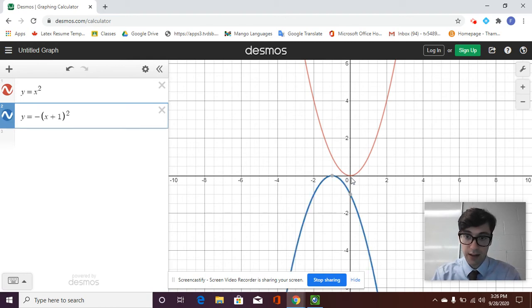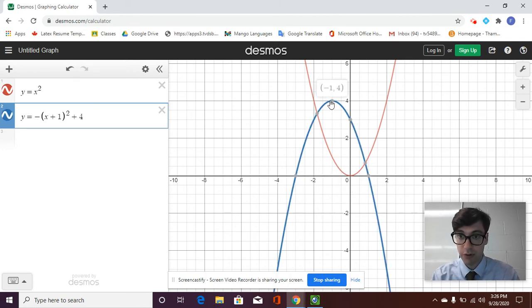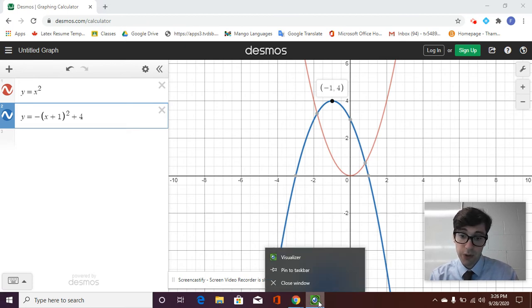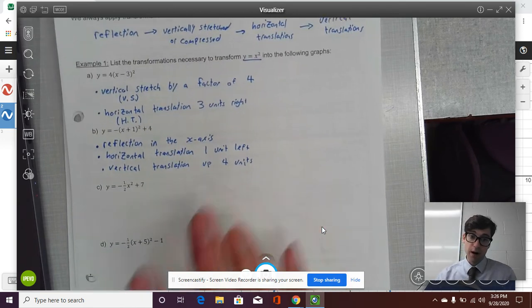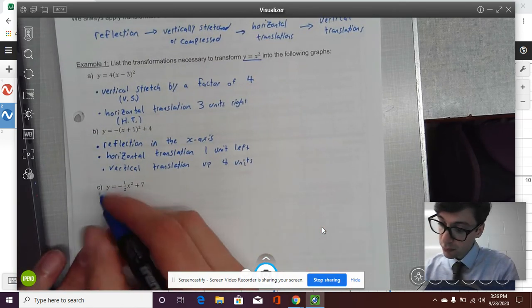So it's been reflected, then it moved 1 to the left, and our final step was we shifted it up 4. So that's our new graph. Every point has been moved one to the left and up 4 and reflected in that mirror line, the x-axis. Okay, again, if we were doing this in class, what I would ask you to do now is go through the next one on your own. So you're welcome to pause the video and practice.